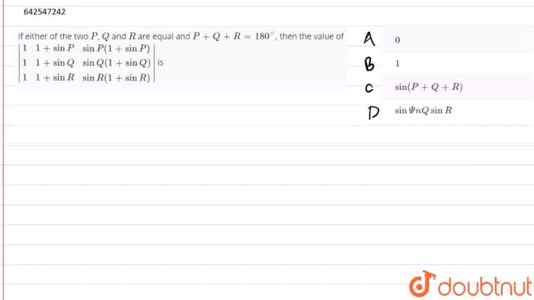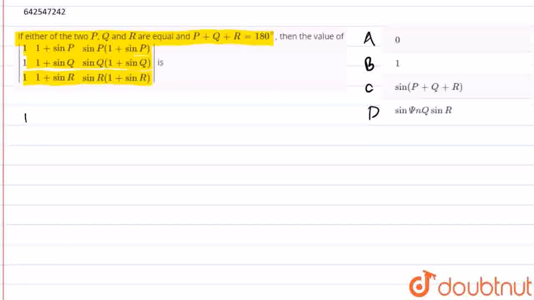Hello everyone. So the question for today is, if either two of P, Q and R are equal and P plus Q plus R is 180, then we need to find the determinant of the given values: 1 plus sin P into 1 plus sin P, 1 plus sin Q into 1 plus sin Q, and the third row 1 plus sin R into 1 plus sin R.